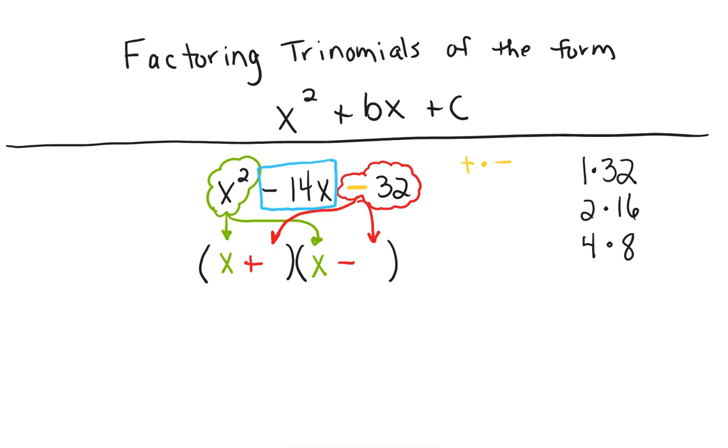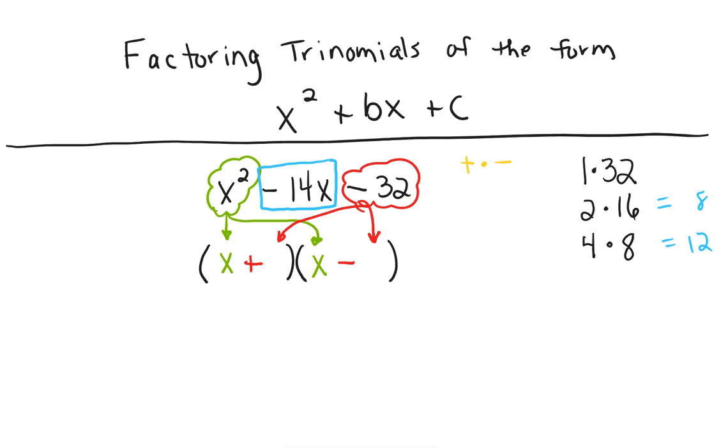Now, before, we were always looking at the totals. We were like, well, 1 and 32, that adds up to 33. 2 and 16, that adds up to 18. 4 and 8, that adds up to 12. But that was when we had a plus sign here. We don't have a plus sign here. We have a negative sign there.